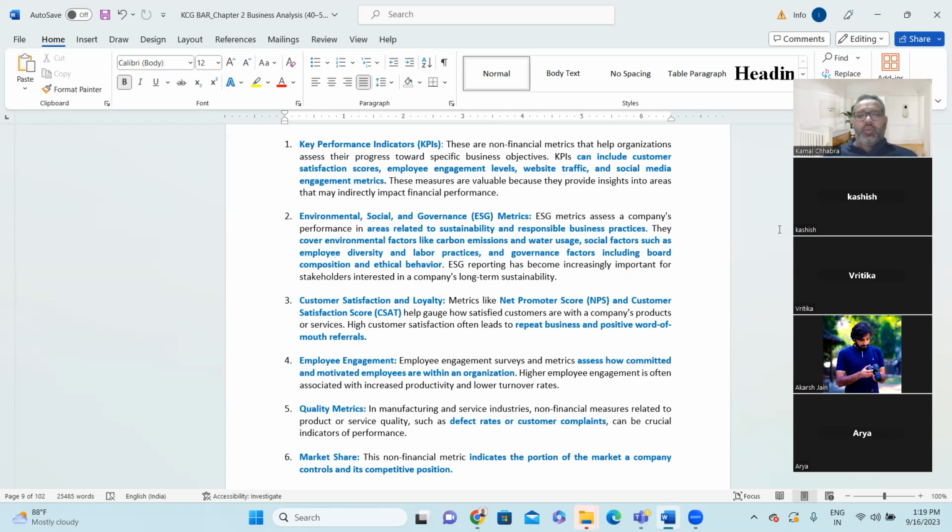So now let's quickly go through this theory. ESG metrics assess the company's performance in areas related to sustainability and responsible business practices. They cover environmental factors like carbon emission and water usage, social factors such as employee diversity and labor practices, and governance factors including board composition and ethical behavior. ESG reporting has become increasingly important for stakeholders interested in the company's long-term sustainability. The companies that look for long-term sustainability have to follow ESG. Any doubts so far on the second point?